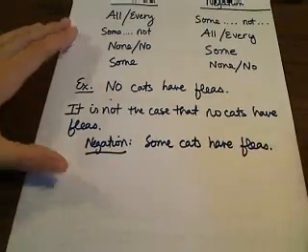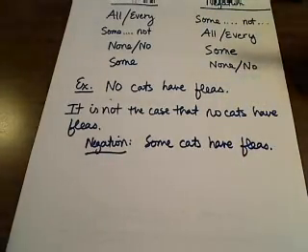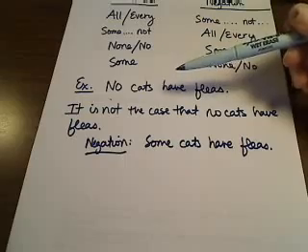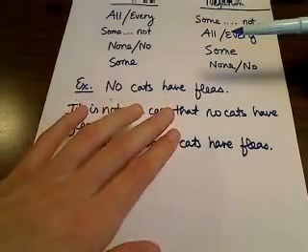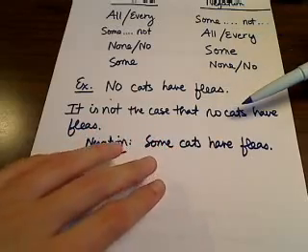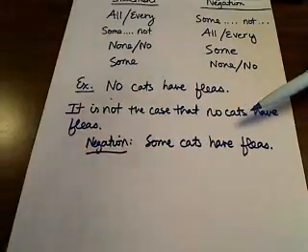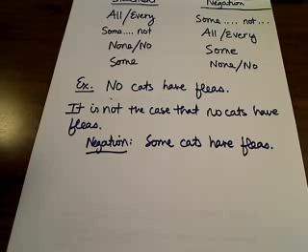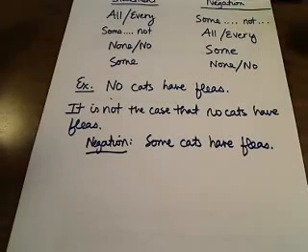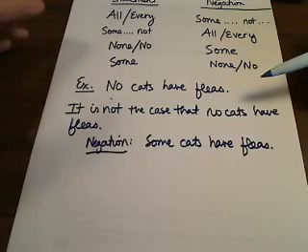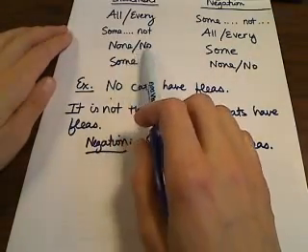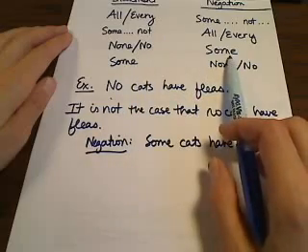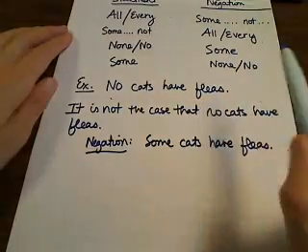The problem with using the word all here to negate this is that, if we're saying it's not the case that no cats have fleas, then we know that some cats have fleas, but we don't necessarily know that all of them have fleas. That's not something we can gather from negating no cats have fleas. Okay, so that's the reason why when we negate something like no or none, we go to the word some and not to the word all.